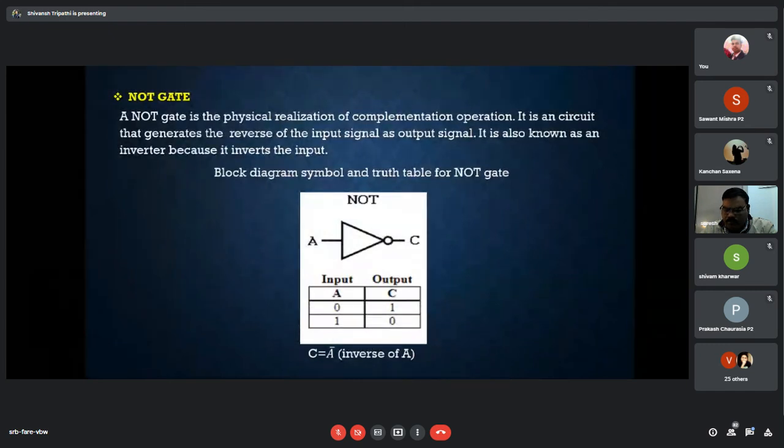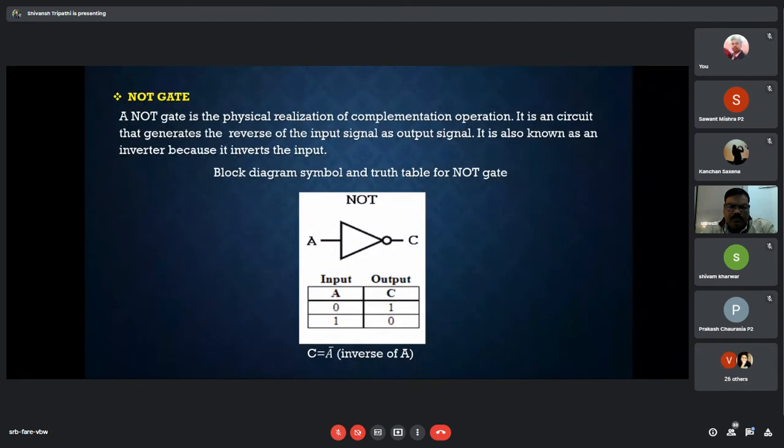Now NOT gate, it is a physical realization of the complementation operation. It is a circuit that generates the reverse of the input signal as an output signal. It is also known as an inverter because it inverts the output. Basically, in simple words, it is an inverse function in logic gates. A NOT gate is basically the inverse of what has been input.